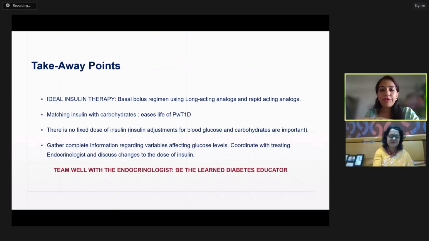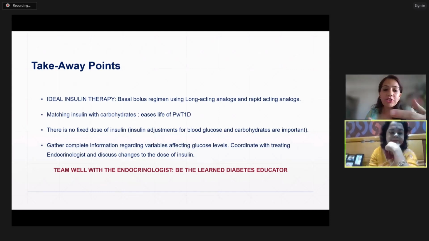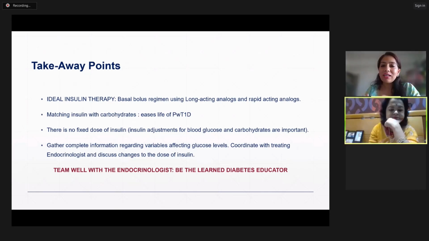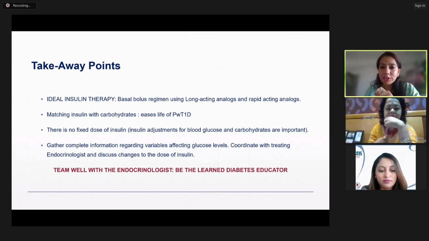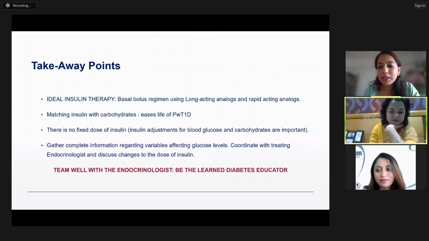And before we adjust any insulin, it's very important to consider all the other factors that would be causing a high blood sugar. And we should be teaming well with the endocrinologist and the learned diabetes educator and give all the data, present all the data before we actually make adjustments and give the idea to the endocrinologist that this is what may need to be done.